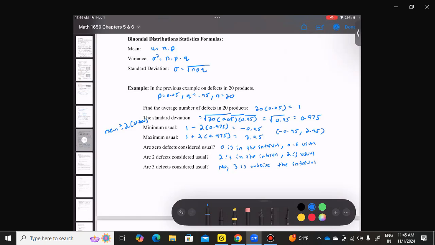Right. Now again, we're dealing with defects. You're not going to have decimals here. You're going to be whole numbers, 1, 2, 3, or so on. So what's considered usual will be 0, 1, and 2. And can't have negative numbers, can't have decimals, can't have 3 or higher because that's outside of the interval.